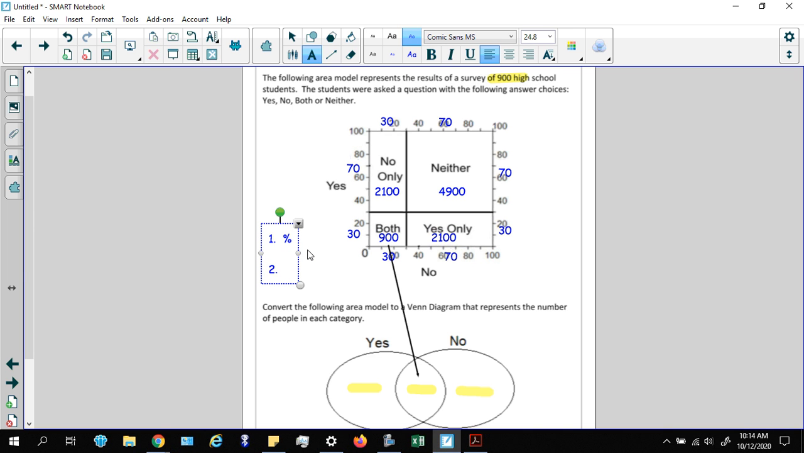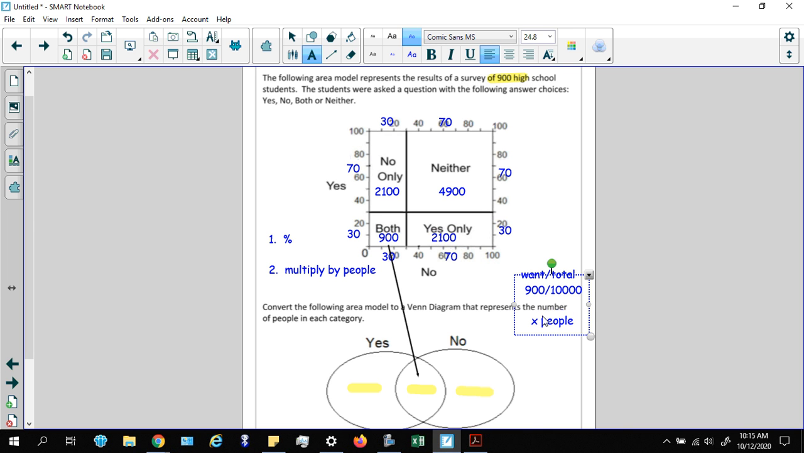The next thing you need to do is multiply by the people. For the both section, I'm just going to write this off to the side here. Remember, what I want divided by the total. The both section is 900 divided by 10,000, because that's the whole unit. Then I'm going to times it by the people.